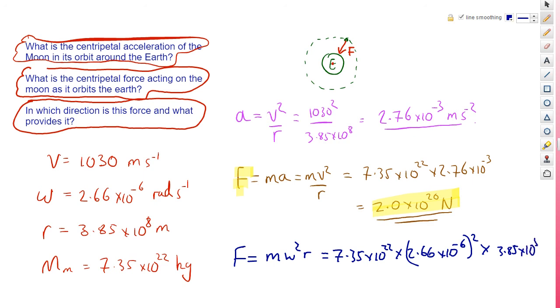So good, that's just for starters. In the next clip, we're going to look at some more tricky examples where we have to establish what's providing the centripetal force.